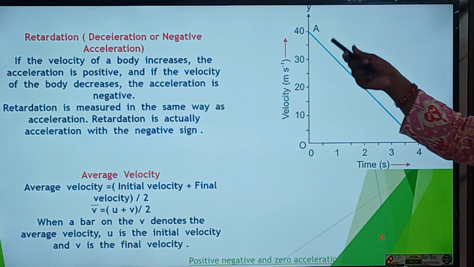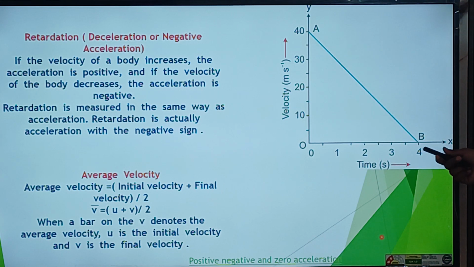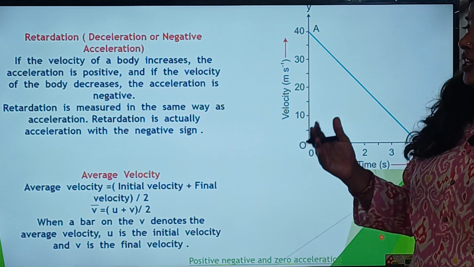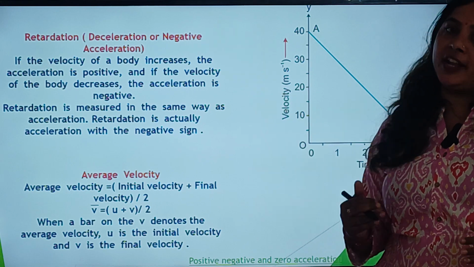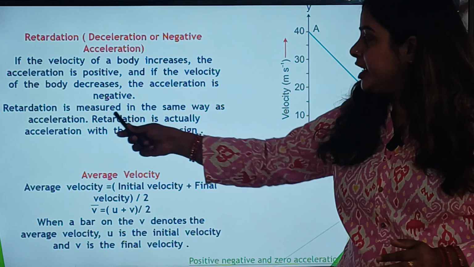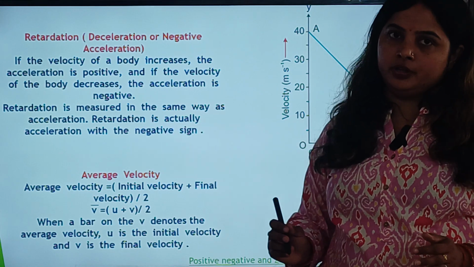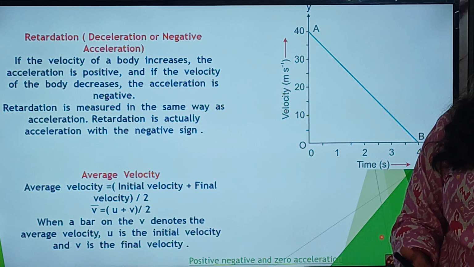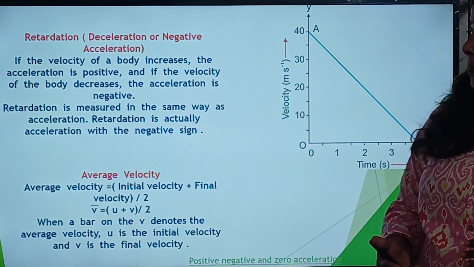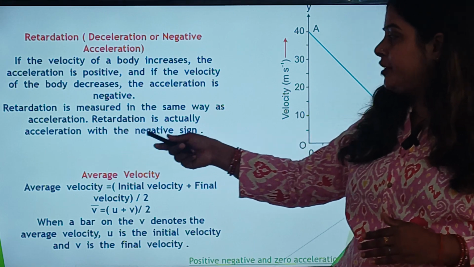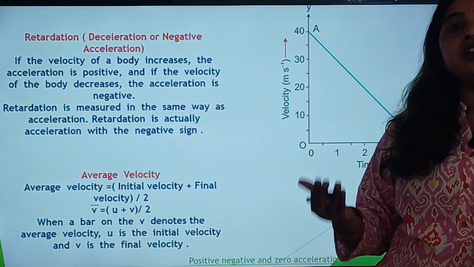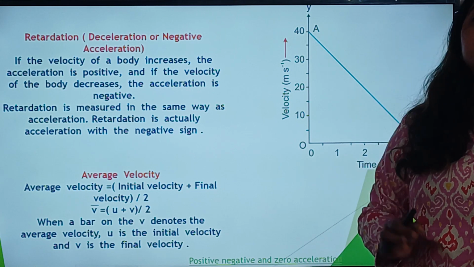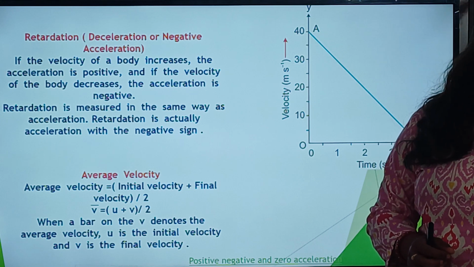So what happened? With the increase in time, if the velocity of the body decreases, we get the graph in this manner. And what do we say is taking place? Deceleration, or retardation, or negative acceleration is taking place. Retardation is measured in the same way as acceleration. Retardation is actually acceleration with a negative sign. This negative sign indicates the decrease in velocity with respect to time.